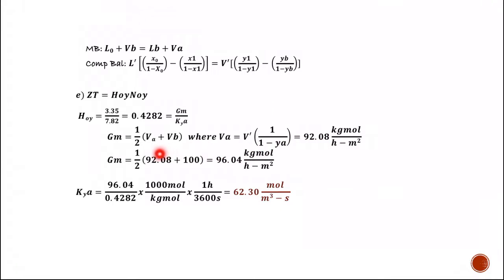Now, we can get the molar flow rate of gas. Substituting the available values, we get 96.04 kilogram mole per hour square meters.